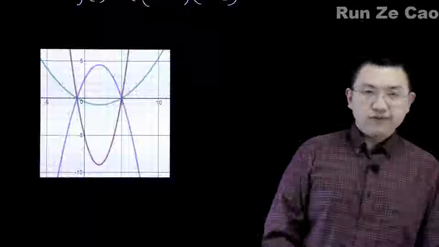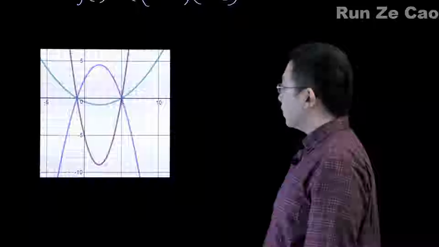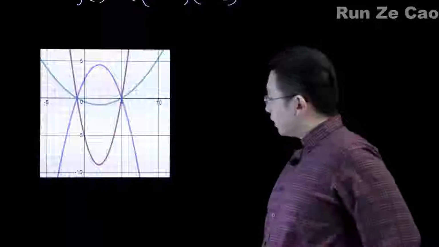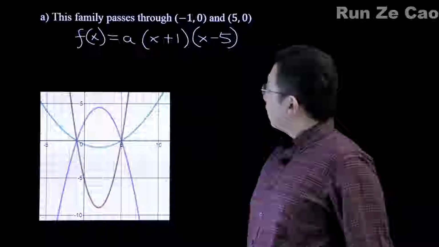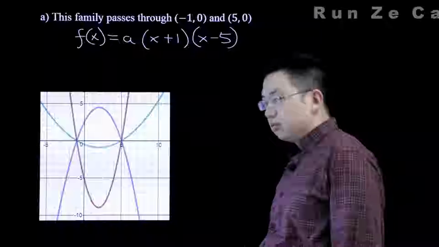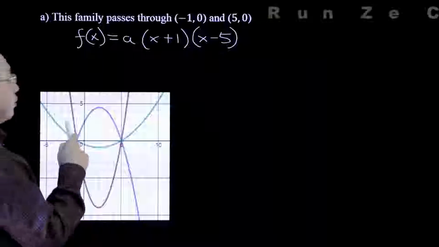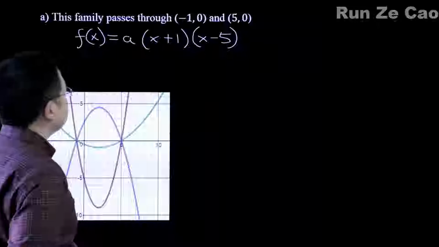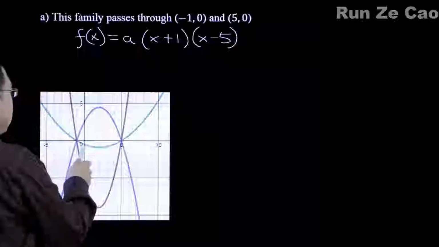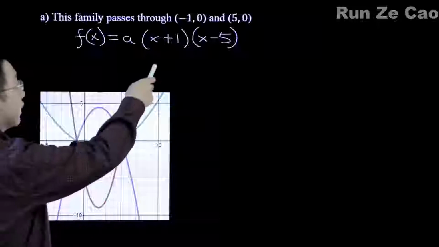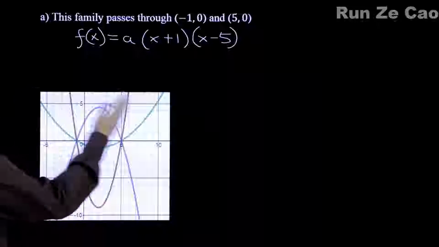This is a sketch of some members of this family. Now here, we see a few different members. Let's think about what they might be. Well, suppose we set a equals 1. That means it would open up. And what would the lowest point it would reach be? Well, it would always have to be at x equals 2, because that's the average between negative 1 and 5. We know that parabolas are symmetrical.